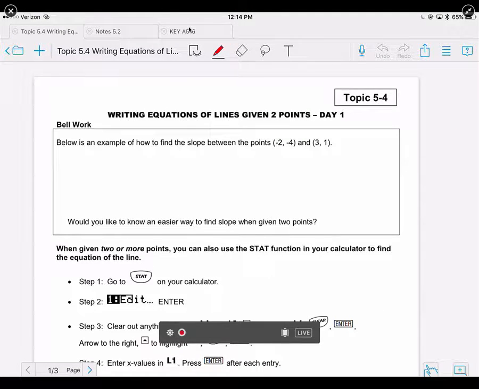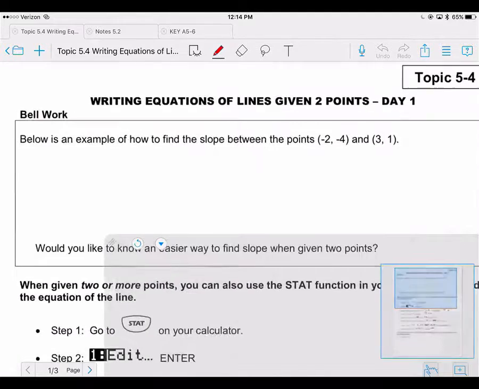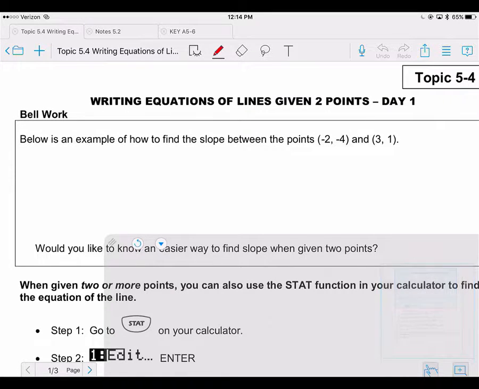This video is for topic 5-4, which is writing equations of lines given 2 points on day 1. The bell work says below is an example of how to find the slope between these points. So this would be our example.